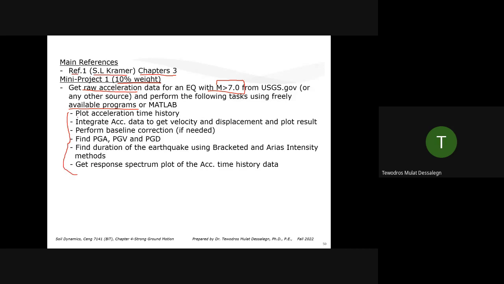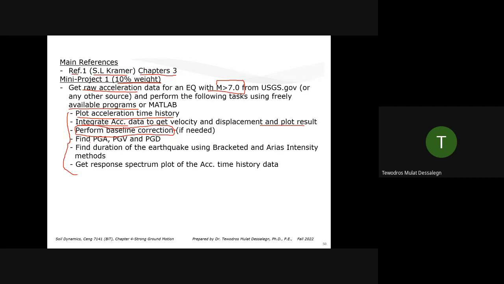For the raw acceleration, just plot the acceleration time history, then integrate for velocity and displacement and plot them, and see how the plots look. Is it drifting? If it's drifting, do a baseline correction. They have a clear manual you can read on how to do the tasks. It's a small software. It's not that complicated.